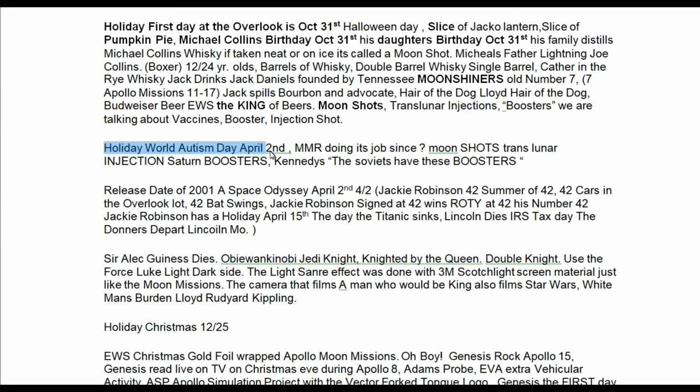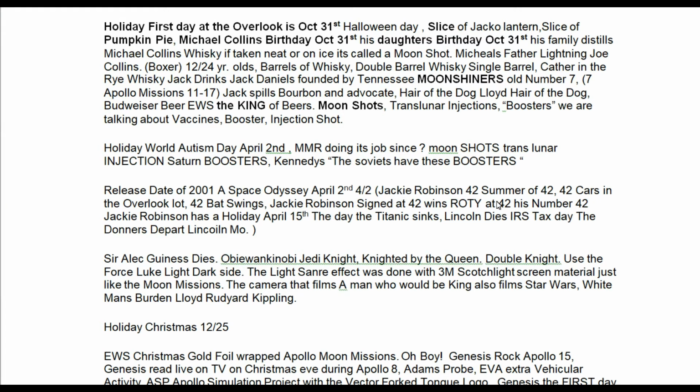This is when it starts to get really interesting. World Autism Day is a holiday. It's April 2nd. And it turns out the release date of 2001: A Space Odyssey is April 2nd. So you've got April 2nd is 4-2. 4-2 is, you've got Jack. There are so many 42s in this puzzle. I'm only going to list a few of them.